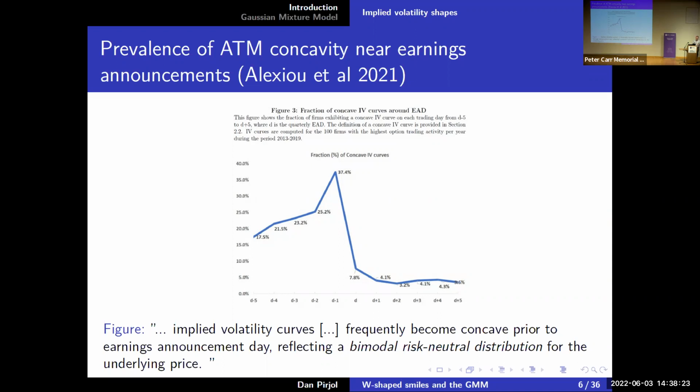They interpret this as the reflection of a bimodal risk distribution for the underlying price just before the earnings announcement. Why would that happen? Well, because the market doesn't know yet how to price the stock. Earnings good, the stock price will go up. Earnings not so good, maybe the stock price will drop. So the simplest way to describe that situation, this ambiguity, is a bimodal risk neutral distribution.